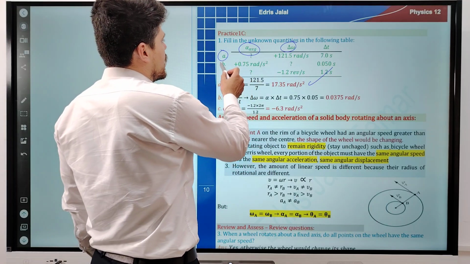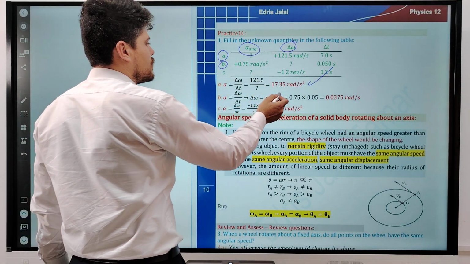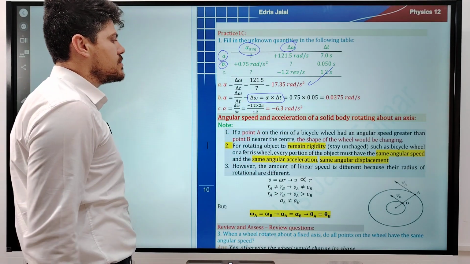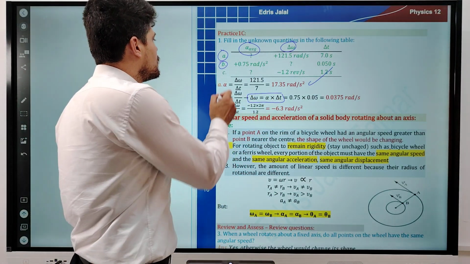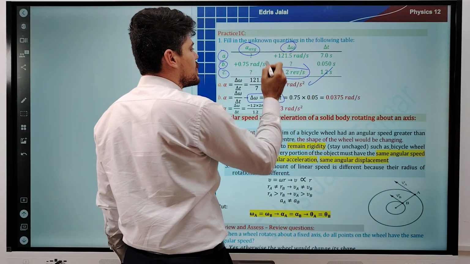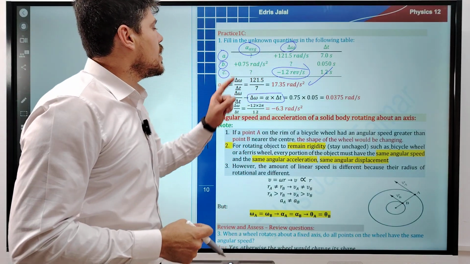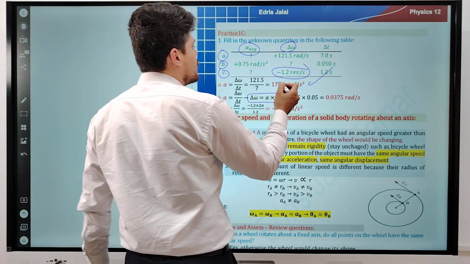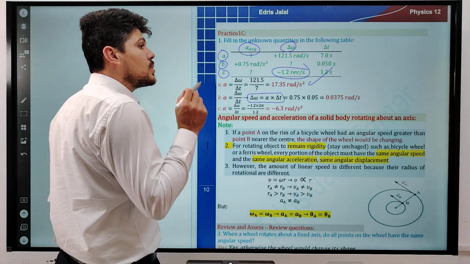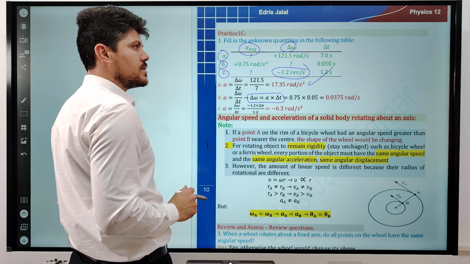So in branch B, what is unknown? Delta omega. Delta omega is equal to what? If you rearrange the equation, it is equal to alpha times t. And branch C, be careful. The change in angular speed was given in rev per second. Okay? So if the angular speed is negative, the angular acceleration is also negative, because the angular acceleration has the same sign as the angular speed. Okay?